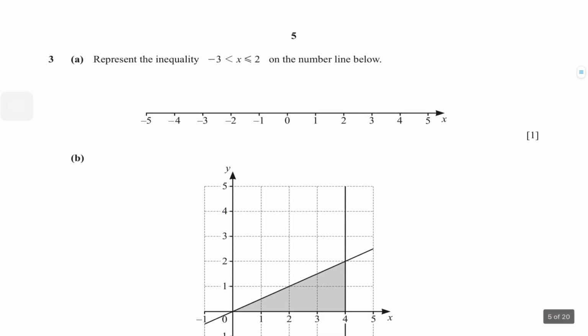Alright, so now we are at question number 3, which says that we have to represent the inequality -3 < x ≤ 2. So greater than -3 means that we're going to have a hollow circle here, and at 2 we're going to have a circle that we're going to fill, and we're going to connect these two with the help of a straight line. I should probably drag the circle down a little, and there you go.